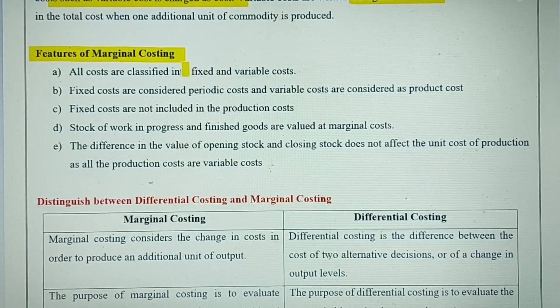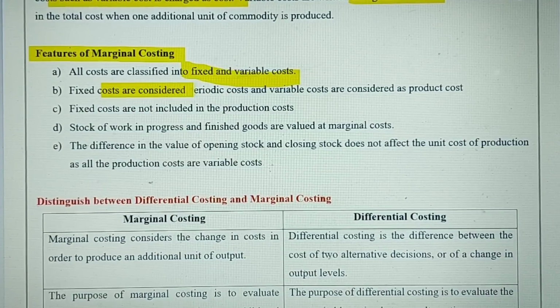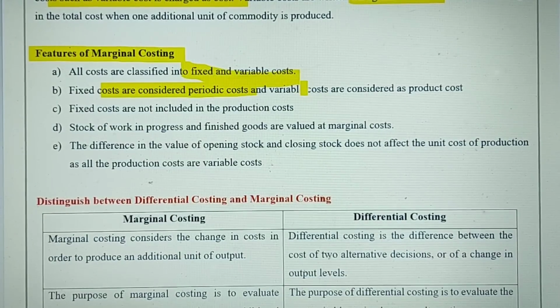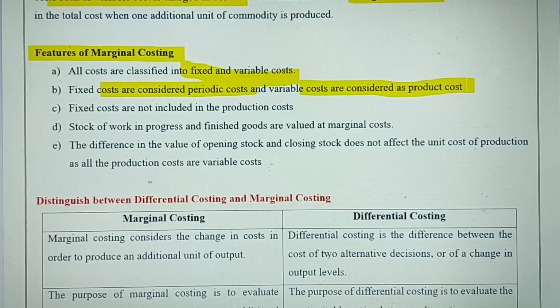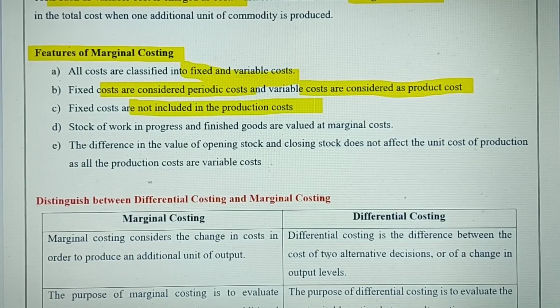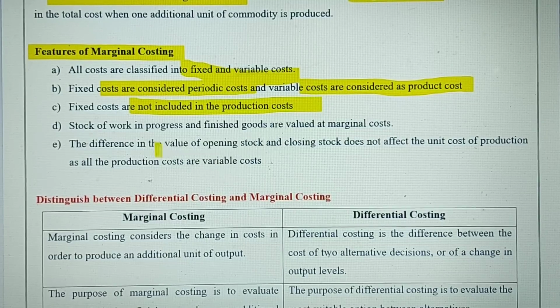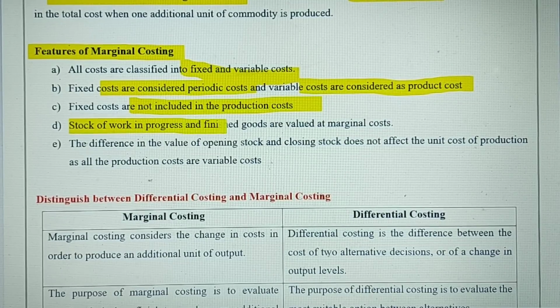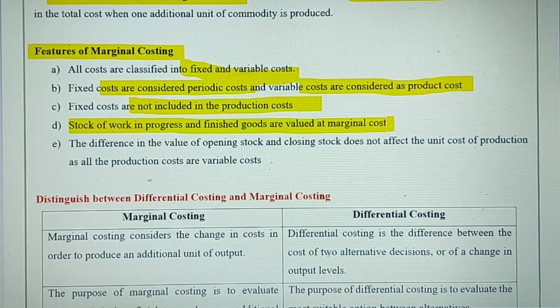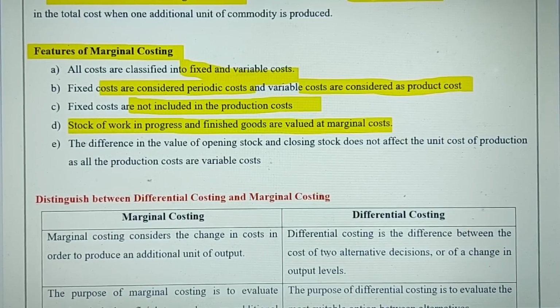And here we divide the cost into two types, fixed and variable. And fixed costs are considered as periodic cost, and variable costs are considered as the real product cost. And fixed costs are not included in the production cost or while fixing the cost of the goods and services. Stock of progress or work in progress and finished goods are all valued at marginal cost, and like that.